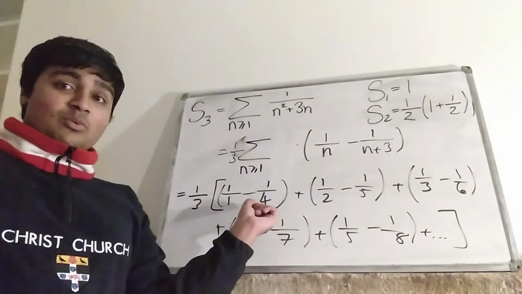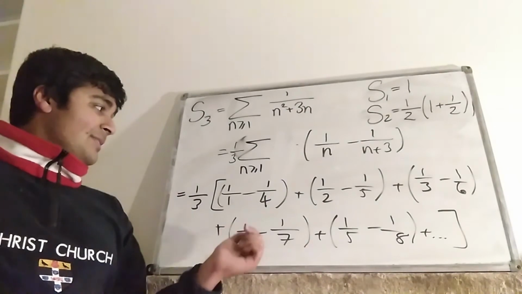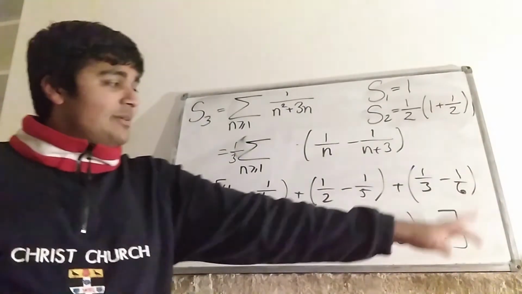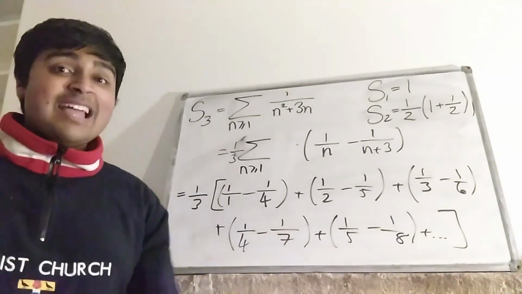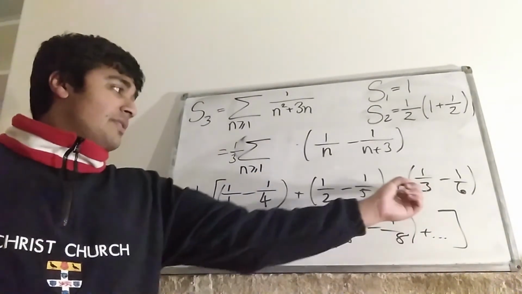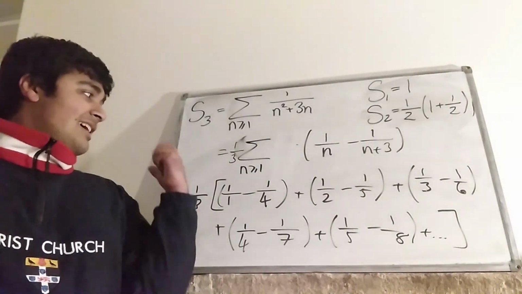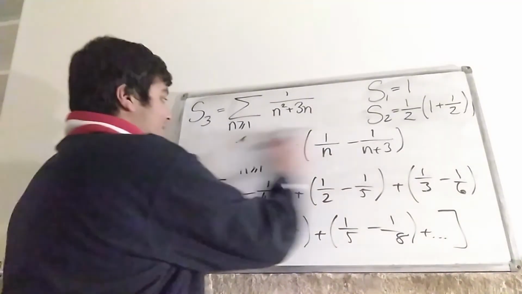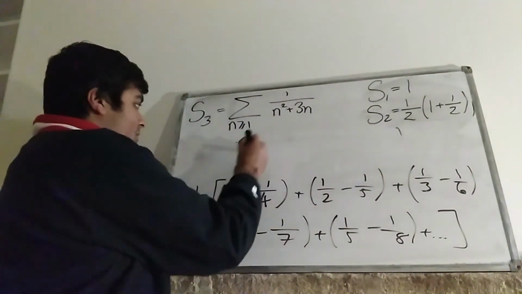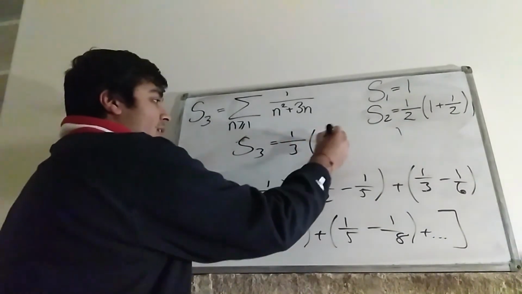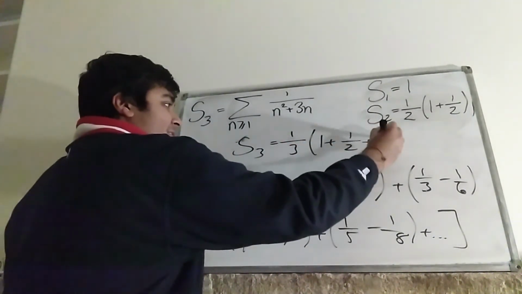Okay, the minus quarter here cancels with the plus quarter there, the minus 5th here cancels with the plus 5th there, the minus 6th here will cancel with the plus 6th in the next term, and so on. So all we're left with is 1 over 1 plus 1 over 2 plus 1 over 3, and of course we've got the third out front, so S3 is equal to a third times 1 plus a half plus a third.